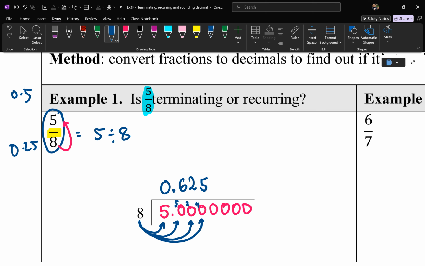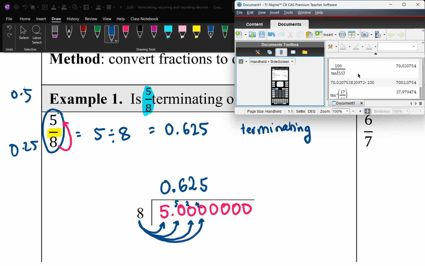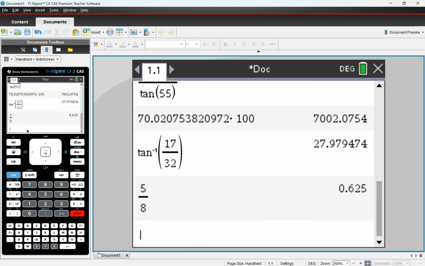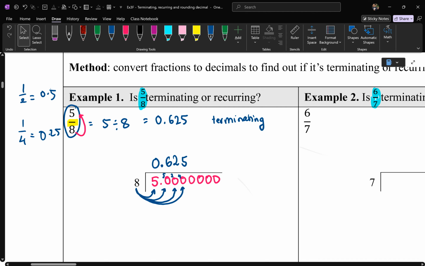So that means this fraction, 5 over 8 as a decimal, is actually equal to 0.625. Therefore, it is terminating. It's not carrying on. Okay, so if I were to check on my calculator, if you couldn't be bothered doing it by hand, 5 divided by 8, 0.625. That's literally what the fraction means, 5 divided by 8, and you can get your decimal. So if you're unsure, you can type on your calculator to check if you're on the right track. Okay? Try the next one.